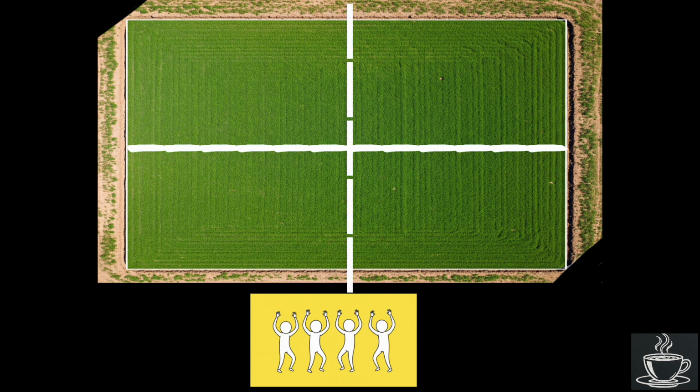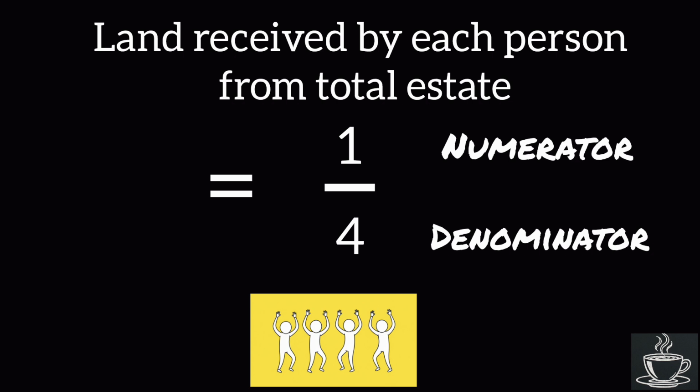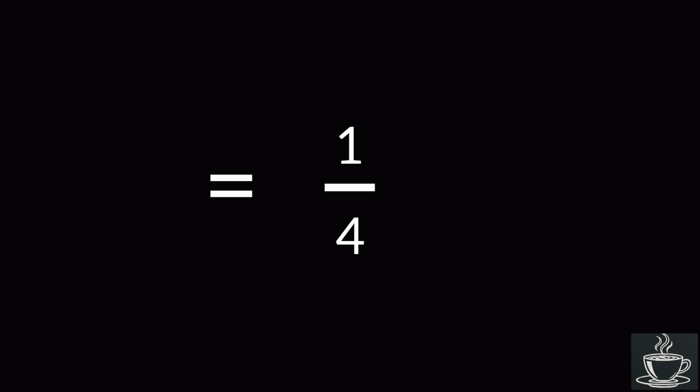First of all, divide that land into the total number of shares. There are 4 sons and they each got equal shares, so the land had a total number of 4 shares and each son received 1 share. Now you write the number of shares one person got as the upper number of the fraction, which is called a numerator, and the total number of shares available, which is 4, as the lower number of the fraction, which is called a denominator. So land received by one person from the total estate of the father is 1/4.